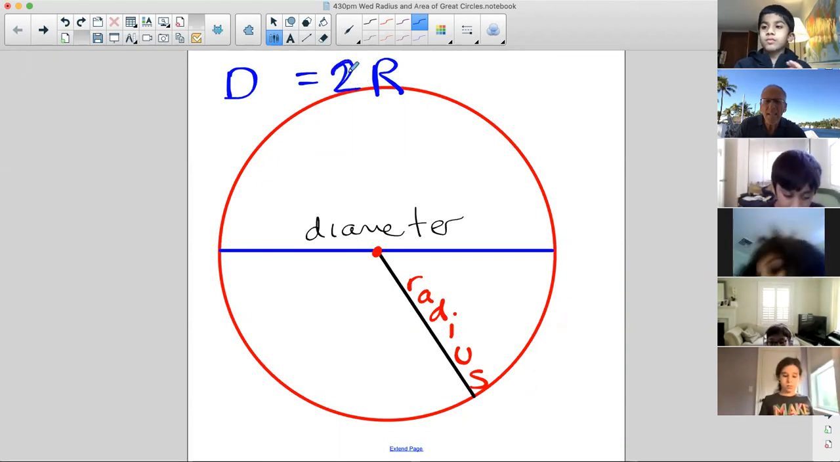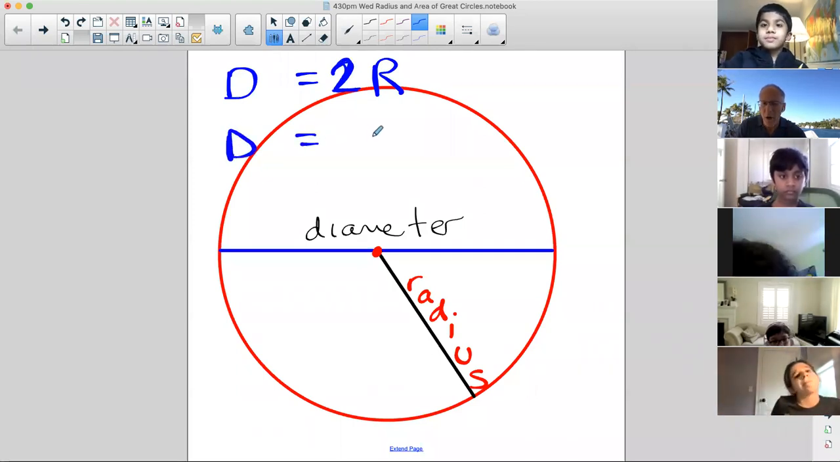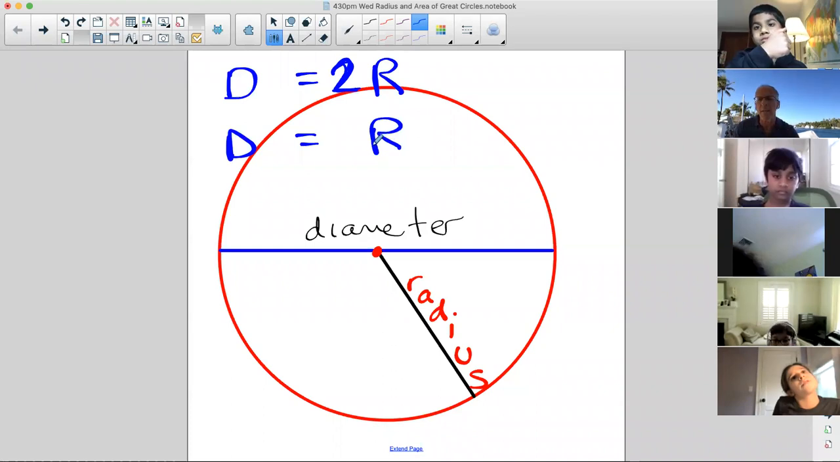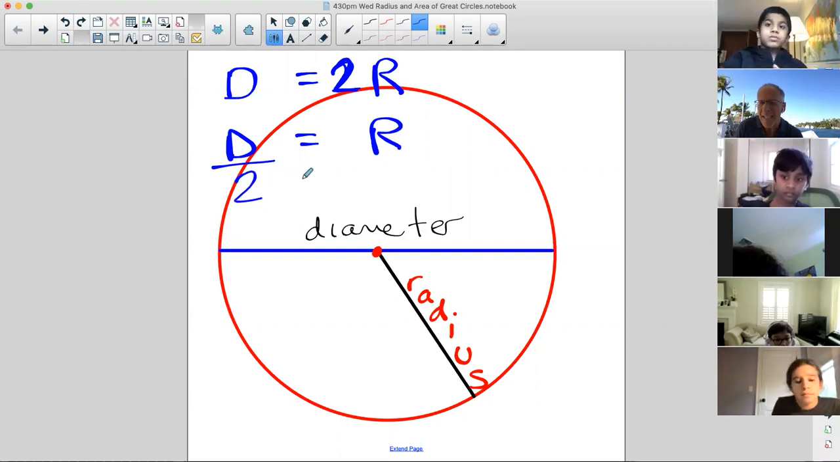Now, is there a different answer to the same question that would also make it work, where I have D equals R, but of course, diameter does not equal radius? What can I do, Jesse? It can be D divided by 2. We can also divide the diameter by 2, everybody, to get the radius.